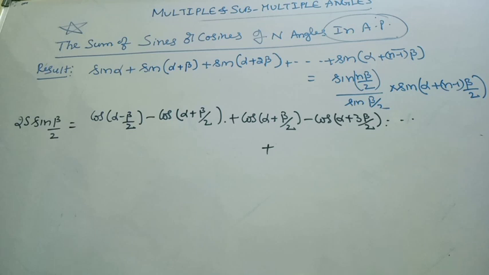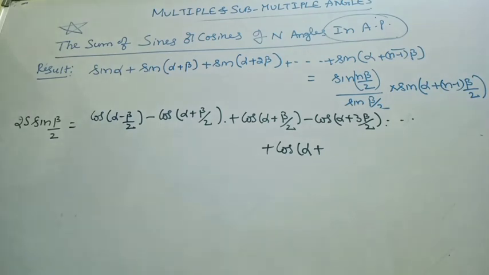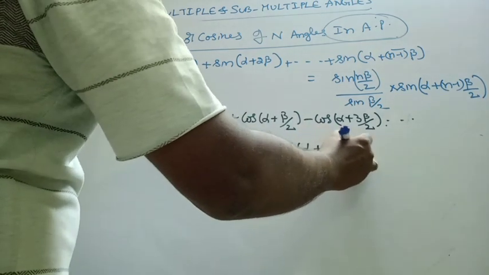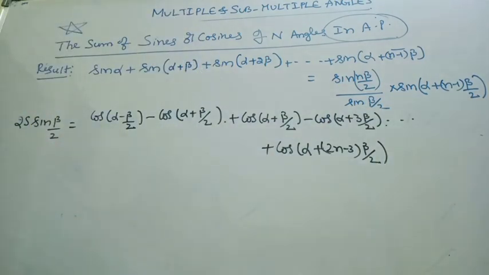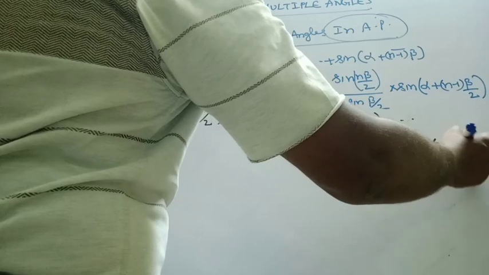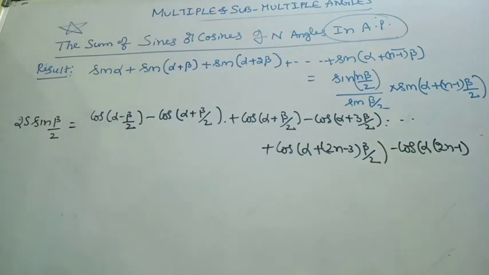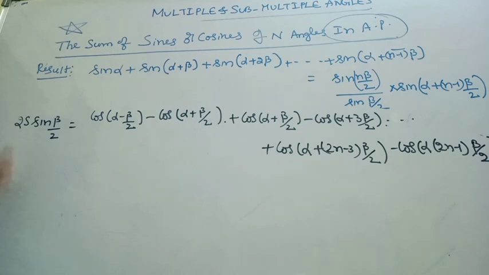That is 2 sin of (alpha plus (n minus 1) into beta) into sin beta by 2. That we have written as cos of alpha plus (2n minus 3) into beta by 2, minus cos of alpha plus (2n minus 1) into beta by 2, like this. Right, my dear students? Everything, 2 sin A sin B, we converted into cos(A minus B) minus cos(A plus B). Using that formula we have converted everything.